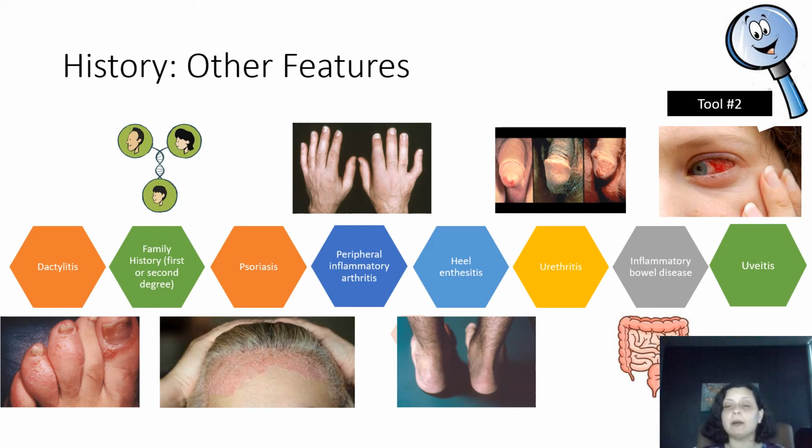The main thing that is going to go in your basket is inflammatory back pain. But you could have 1 or 2 of these features as well. There could be dactylitis, a family history of axial spondyloarthritis, skin psoriasis in that patient, they could have peripheral arthritis, heel enthesitis, urethritis, inflammatory bowel disease, they could have uveitis, right?